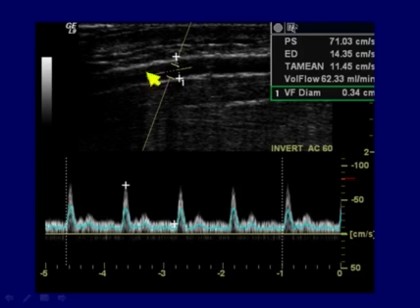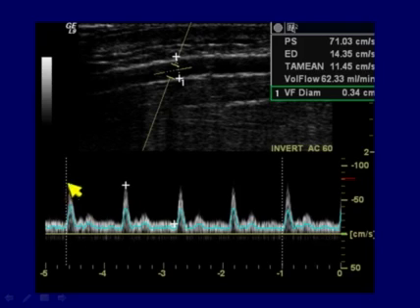Measuring volume flow, every machine pretty much nowadays can do this. The operator is going to dial in the vessel diameter. The machine calculates the radius, obviously as half the diameter, and then measures the area of that vessel as the radius squared times pi.